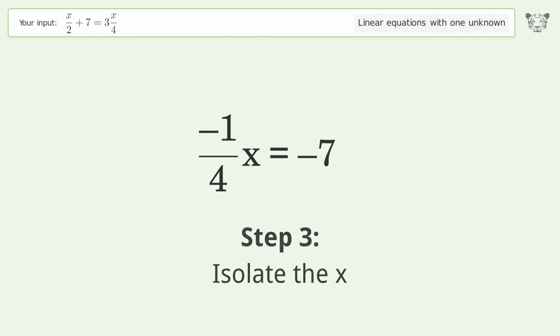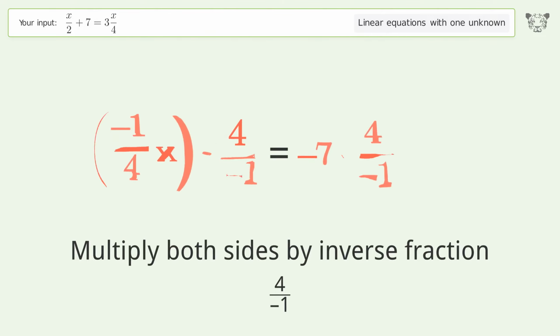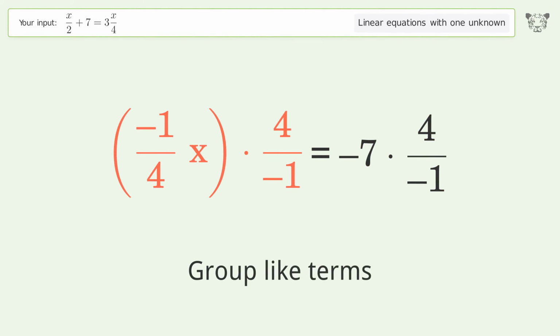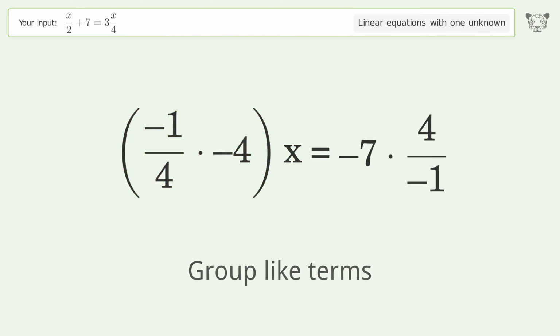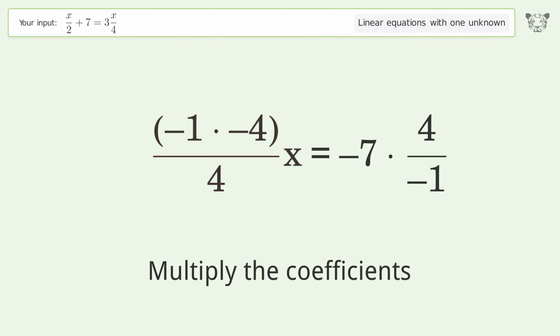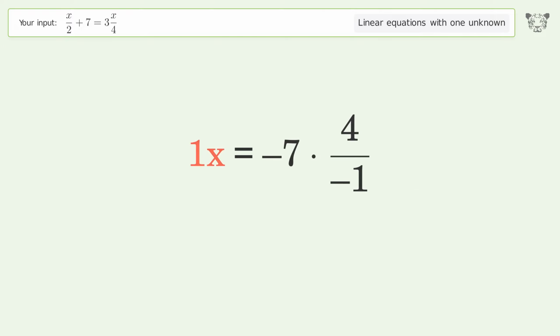Isolate the x. Multiply both sides by inverse fraction 4 over -1. Group like terms. Multiply the coefficients. Simplify the arithmetic. And so the final result is x equals 28.